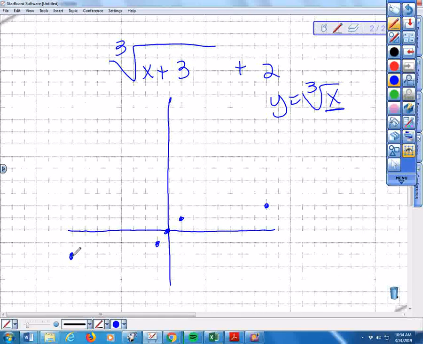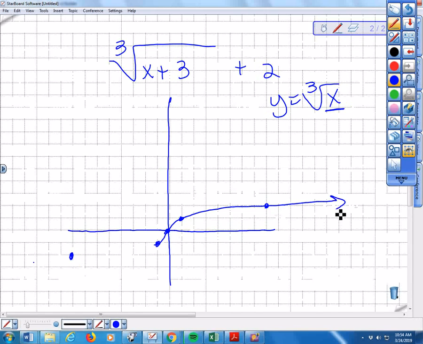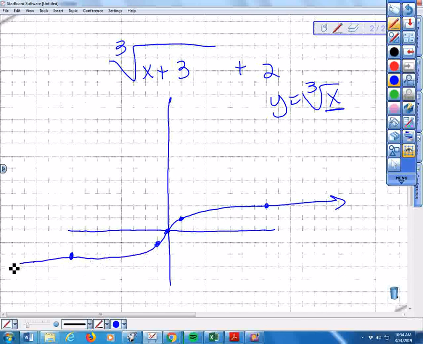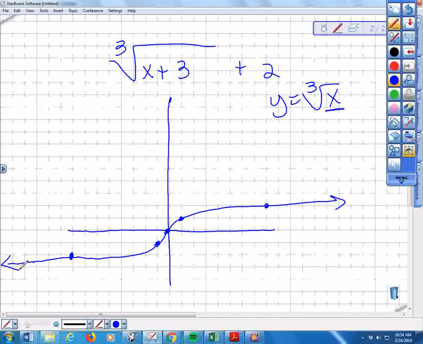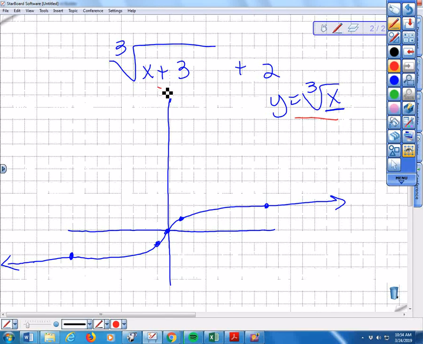So I can just kind of sketch this. It's going to keep going, just gradually getting bigger and bigger as it goes. Okay, so now to graph this one, I'm going to take the original graph, shift it left 3, up 2.